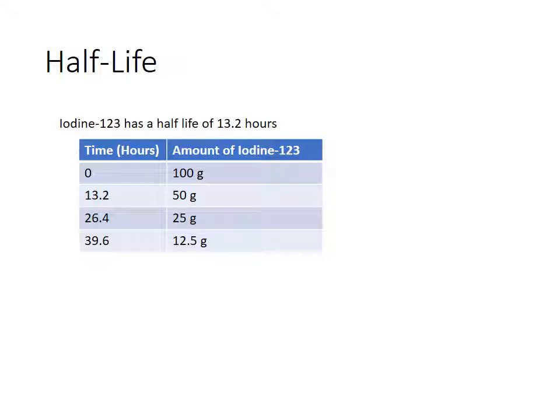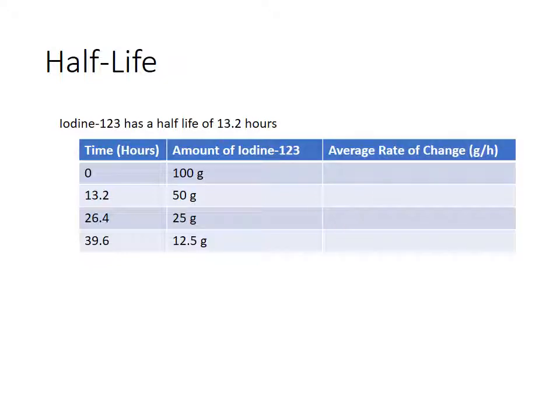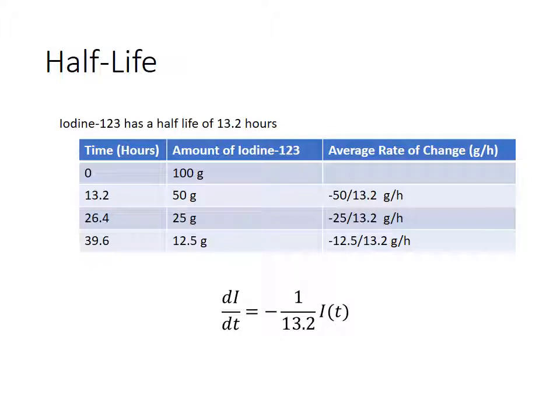12.5 grams left. And if you looked at the average rate of change of iodine with respect to time over each 13.2 hour interval, the rate of change is going to be equal to -1 over 13.2 times the amount of iodine, I of t. And you can see this in these average rates of change formulas that we computed here.